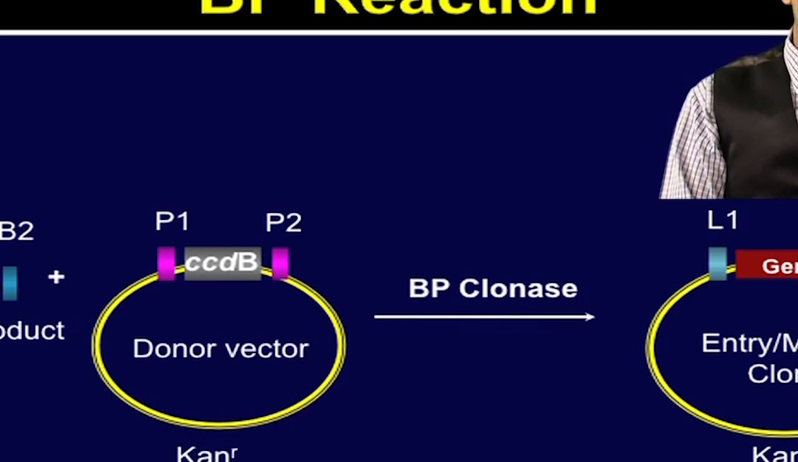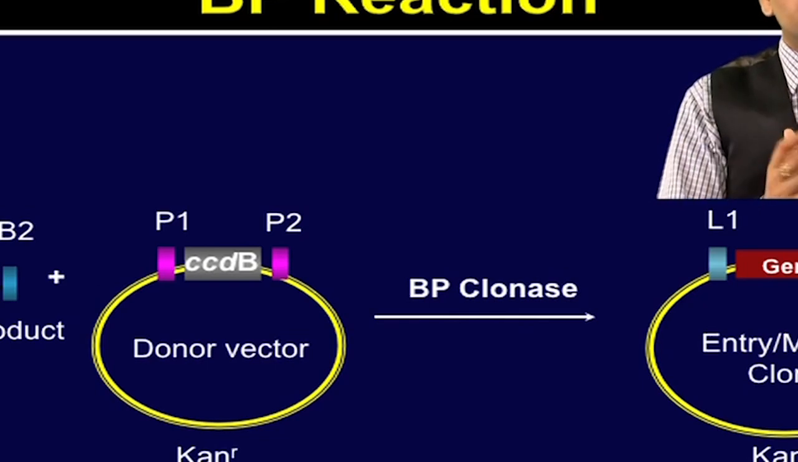As you can see in this slide, there is a donor vector or P donor that contains att P sites flanking a ccdB gene, or a counter selectable gene, that recombines with a gene of interest which is flanked by att B sites, which you can see on the left hand side. The gene fragment can be produced from a PCR product and contains att B sites, and you have a donor vector which contains a selectable marker, kanamycin resistance marker, that contains att P sites. The entry or master clone is a vector containing the gene of interest flanked by att L sites. This happens after the reaction is completed.